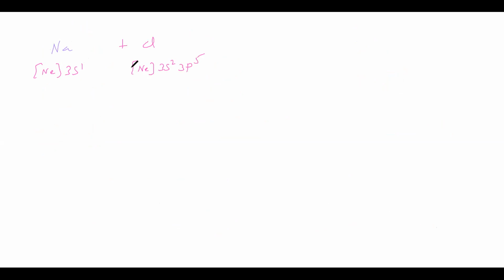What happens is that one electron transfers from sodium to chlorine. So sodium becomes Na plus, its configuration neon. Cl becomes Cl minus, its configuration becomes argon. Now we will see the crystal structure of sodium chloride, how the crystal structure of sodium chloride will be.